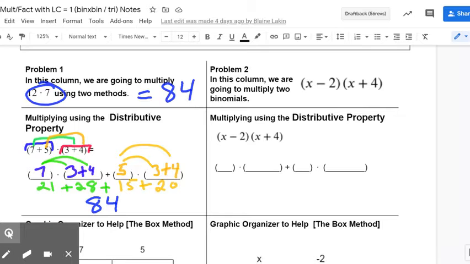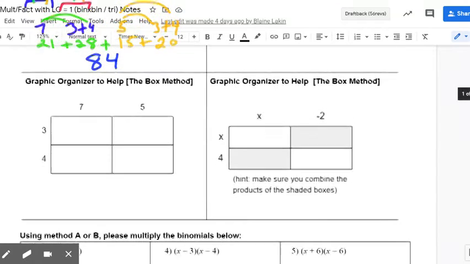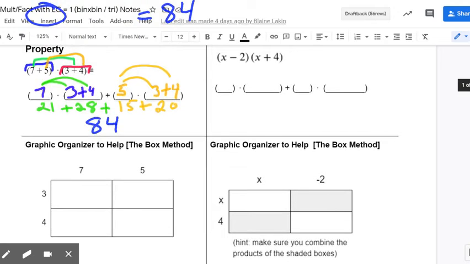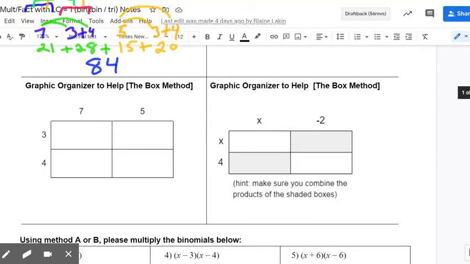Now let's try using a different method. We call it a graphic method or a box method, whatever works for you. Now we take the parts and we split them apart. So remember, initially we had 7 plus 5 and 3 plus 4. So we just put those numbers outside this box and then we multiply in. So if we do 3 times 7, we get 21 right into that box. Basically, we multiply into each box. If we do 4 times 7, we get 28.